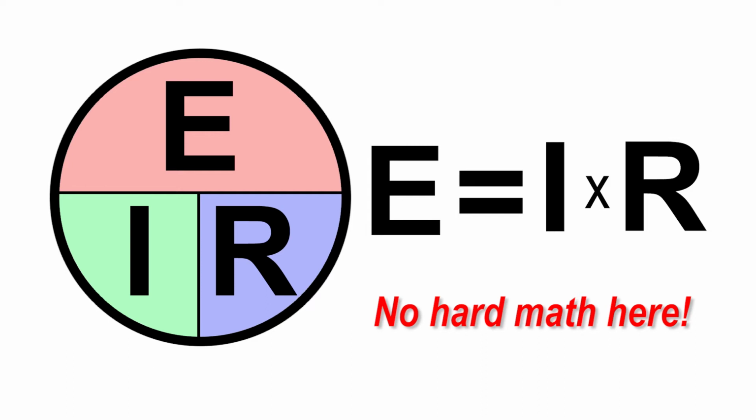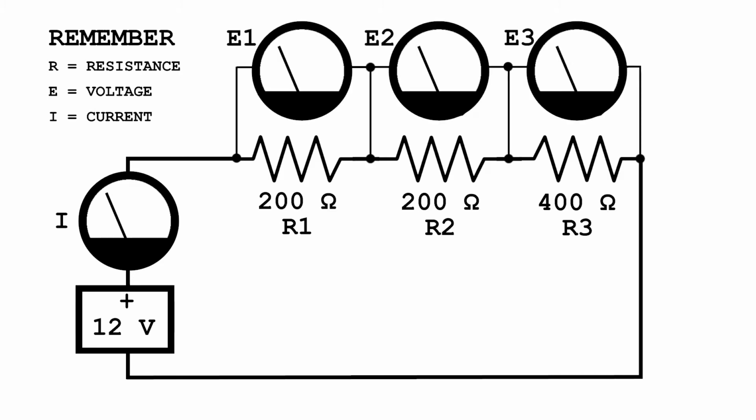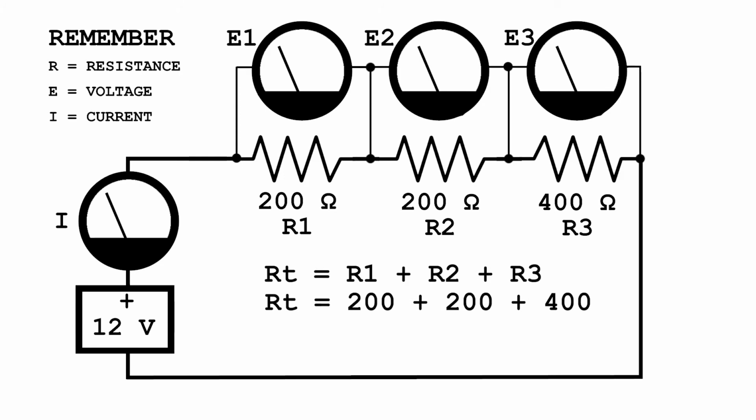Let's see how that works in a practical demonstration. Here we have a 12-volt power source, a current meter, and 3 resistors in series. Each resistor has its own voltmeter. Let's assume that R1 and R2 are both 200 ohms, and R3 is 400 ohms. First, from our knowledge of series resistors, we know the total resistance is the addition of all 3, or 800 ohms. Well, we now know the resistance and voltage, but don't know the current.